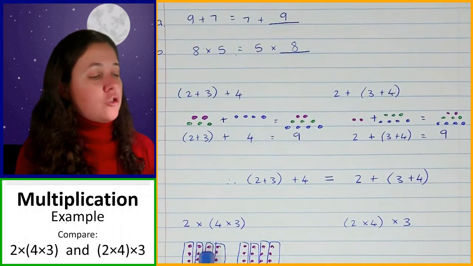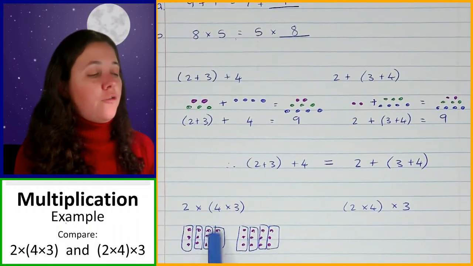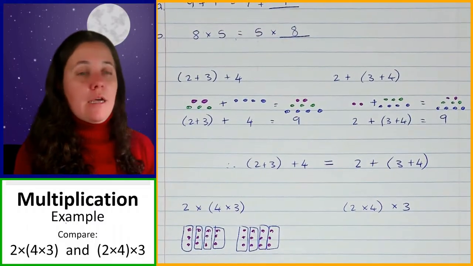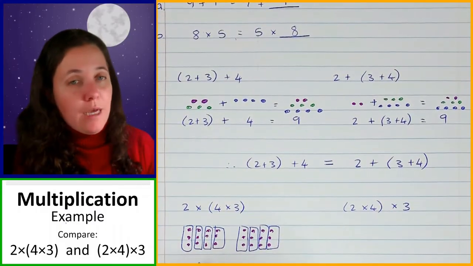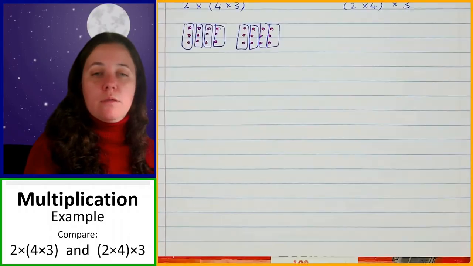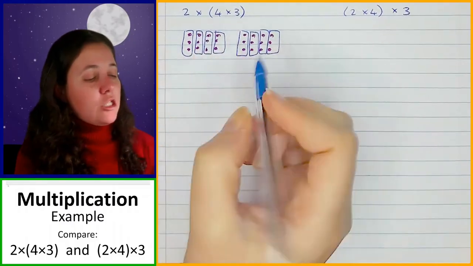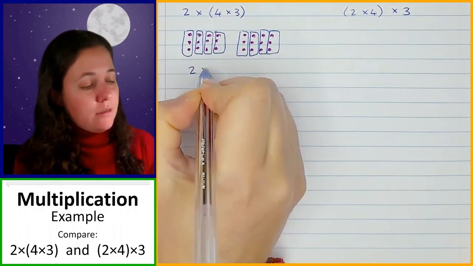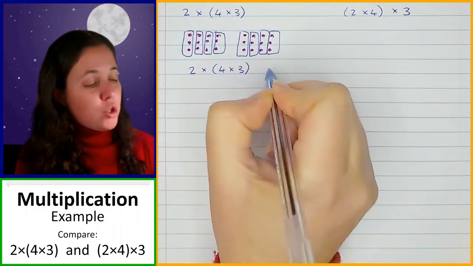Okay, so here I've got 2 sets, or 2 groups, of 4 by 3 sets. And that, if you add all of that up, I'm just going to put this like that so you can see it better again. Okay, so if I work that out, you will find that that all gives you 24.